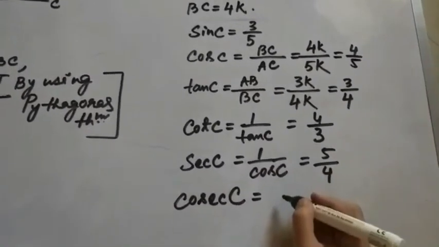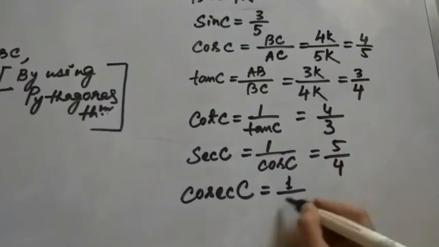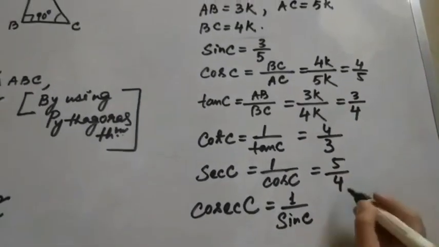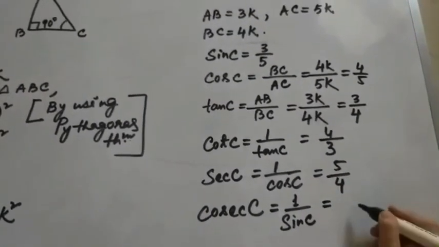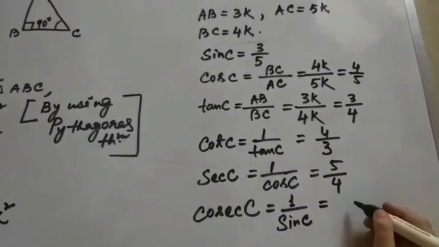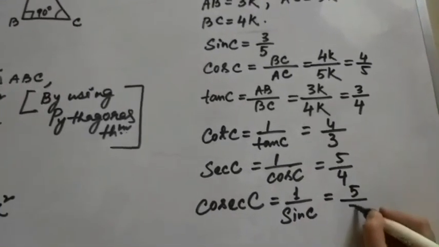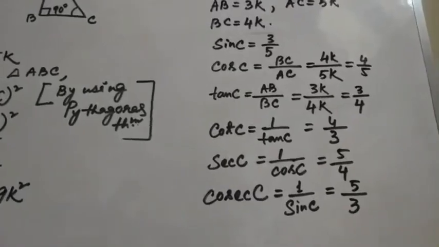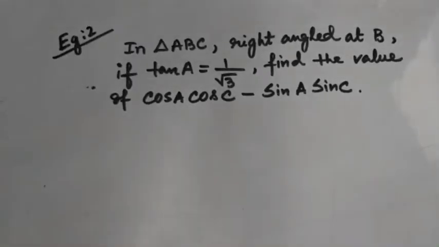So it is the reciprocal of sin C. That means the value of cosec C will be 5 by 3. So these are the answer. Okay. Now let's start example 2.